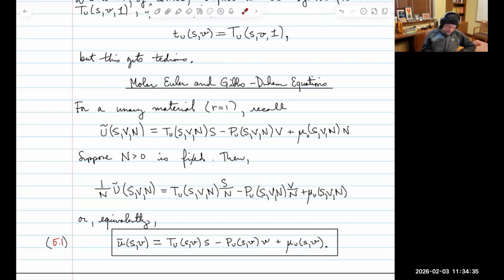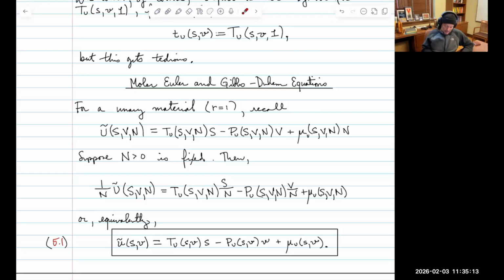So now, suppose that N is a fixed number of moles and divide both sides by that number. So on this side, we get 1 over N U, of course, S over N here, V over N here, and the N over N produces a 1, which disappears. Of course, we'll immediately convert this to lowercase s, lowercase v, and this, by our very simple relation, is just equal to lowercase u tilde of s and v.